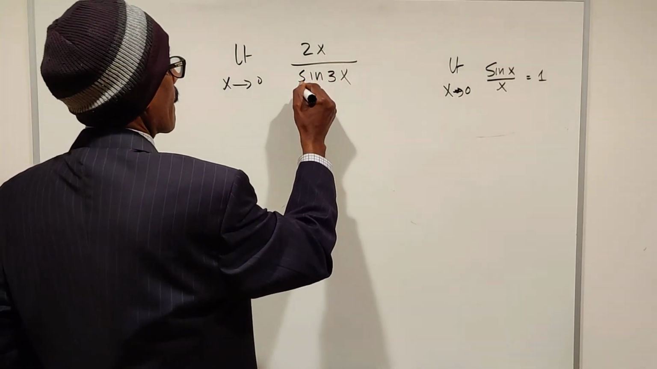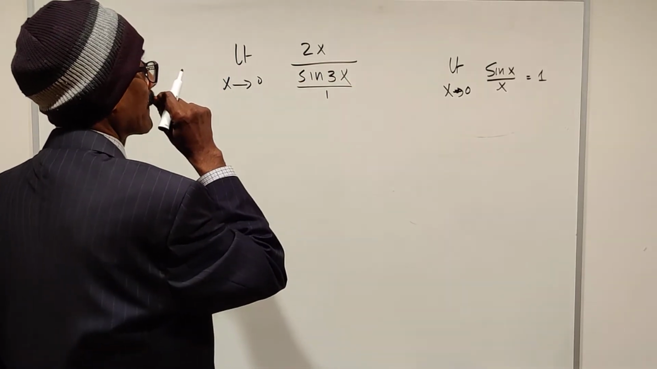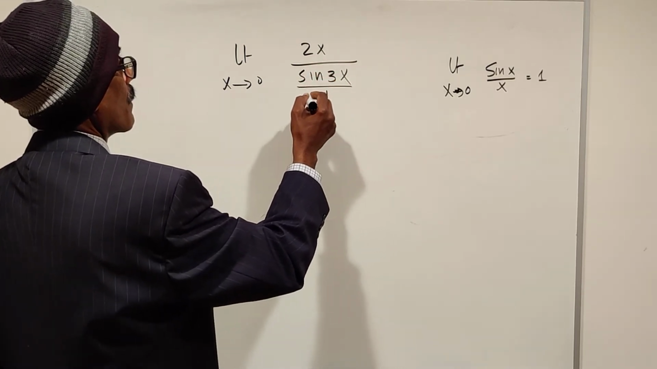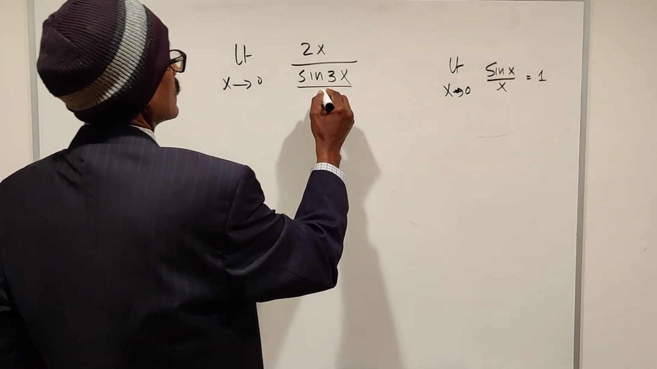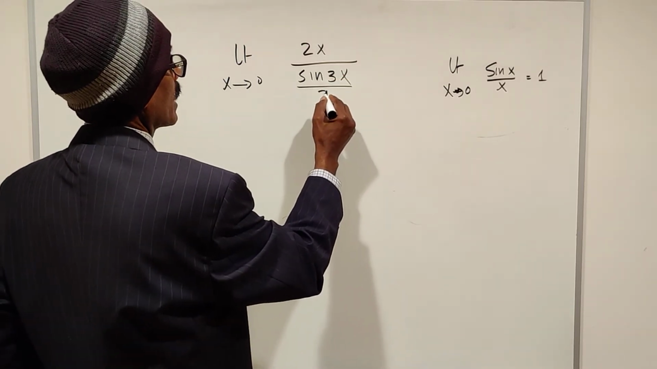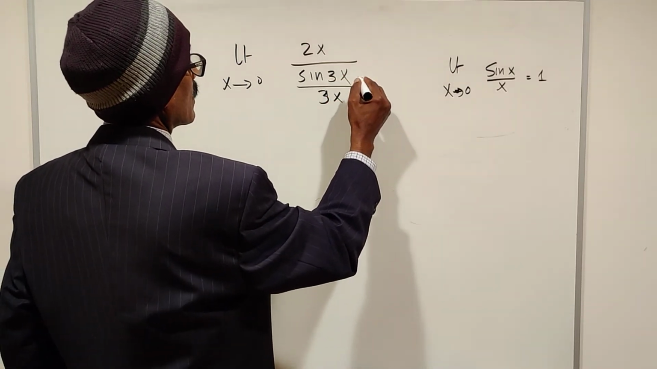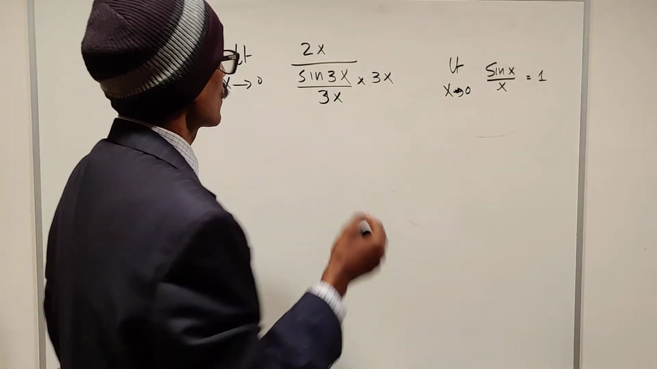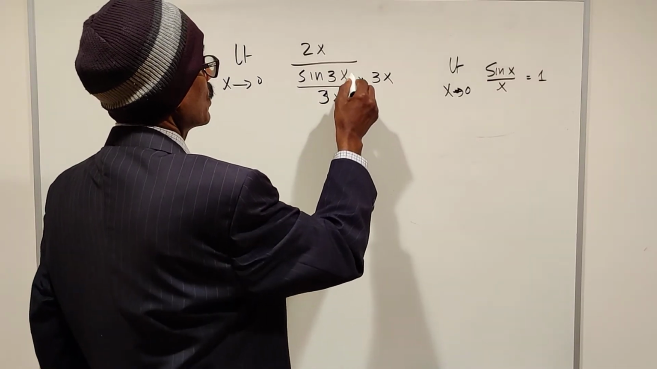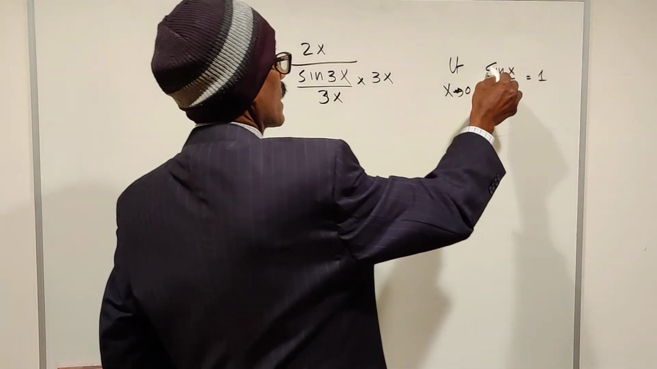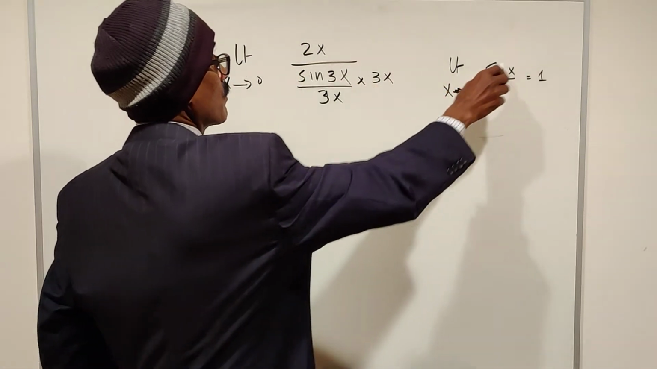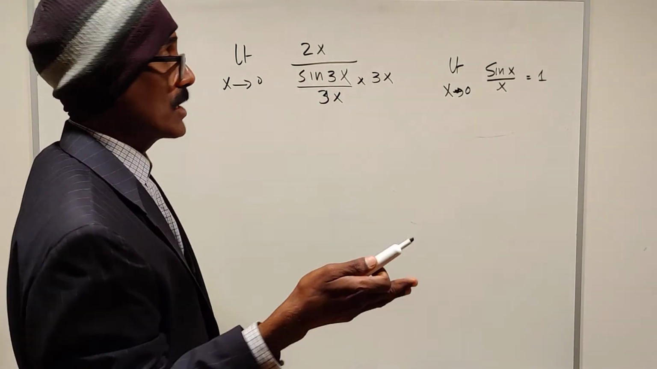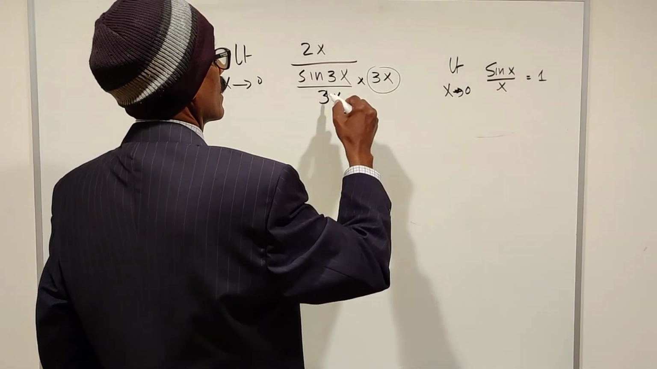See, this one. Just write down 3x here. At the same time, multiply by 3x here. Otherwise, the value will change, right? So we need to make a formula. So this is sine 3x by x, sine x by x. Here, sine 3x by x, the value of the function will change. So you need to multiply with 3x, right?